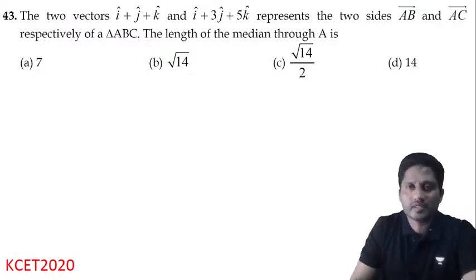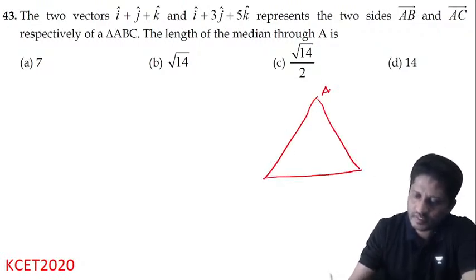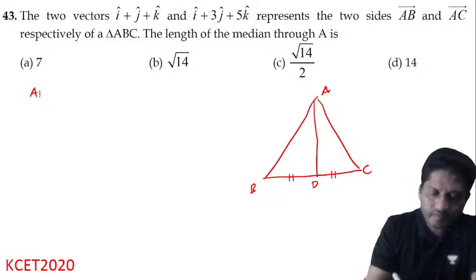The two vectors represented by AB and AC are given of a triangle ABC. Then find the length of the median through the vertex A. Okay, let's say this is the triangle. This is AB and AC. I should find out the length of the median through the vertex A. Right, now the median vector AD is always equal to AB plus AC upon 2.